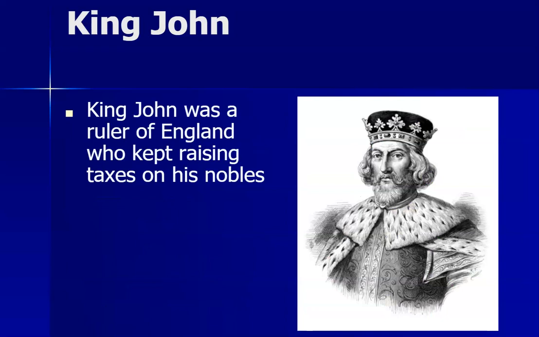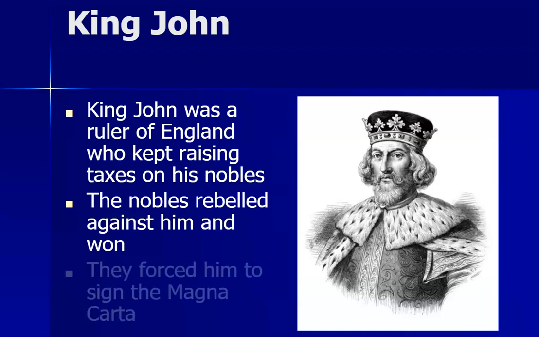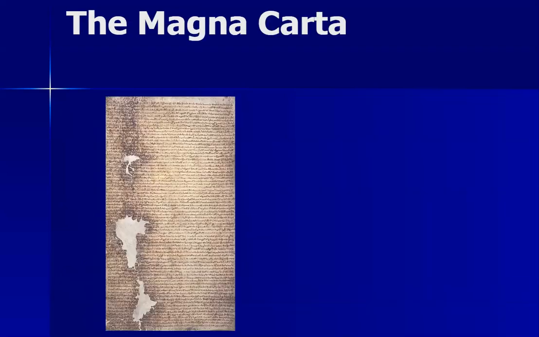King John of England was a ruler who kept raising taxes on his nobles and abusing his power. He was even suspected of murdering his own nephew. His nobles rebelled against him and won. And after they won, they forced him to sign a document called the Magna Carta, the Great Charter of Rights guaranteed to the British people.